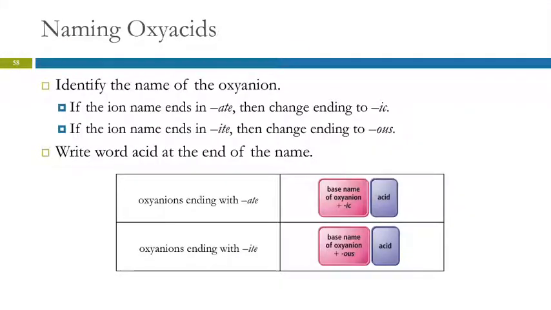So the oxyacids. The oxyacids contain an oxyanion, and so the name of the acid is based on the name of that oxyanion. So we're going to just alter the name of the anion and add the word acid. If the ion's name ends in ate, we're going to change that to ic and add the word acid. If the ion name ends in ite, we'll change it to us and add the word acid. So you have to remember that ic and ate go together and ite and us go together.